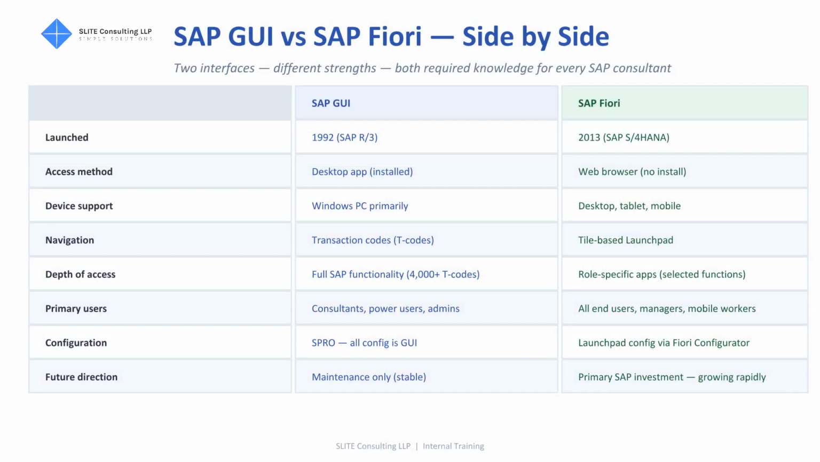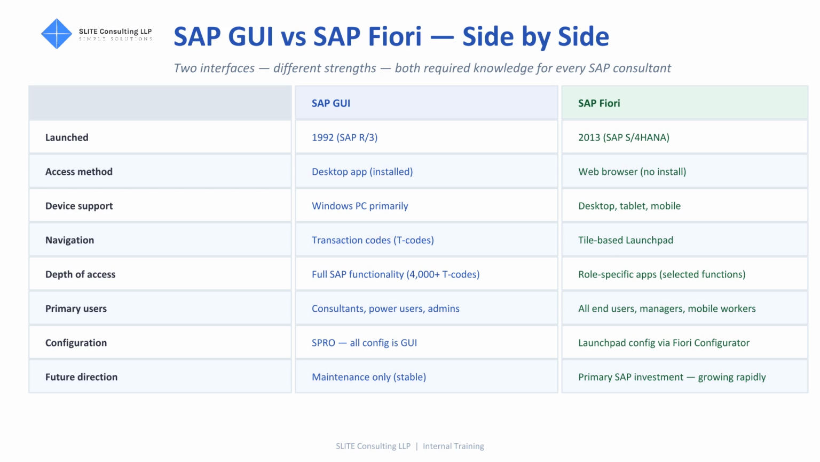Let us be direct about the comparison because it is frequently misunderstood. SAP GUI was launched in 1992 and is a desktop application requiring installation. It provides access to the full SAP system, all transactions, all configuration, all development. It is the primary tool for consultants, power users, and administrators. SAP's investment in GUI is maintenance only. It is stable but not growing.